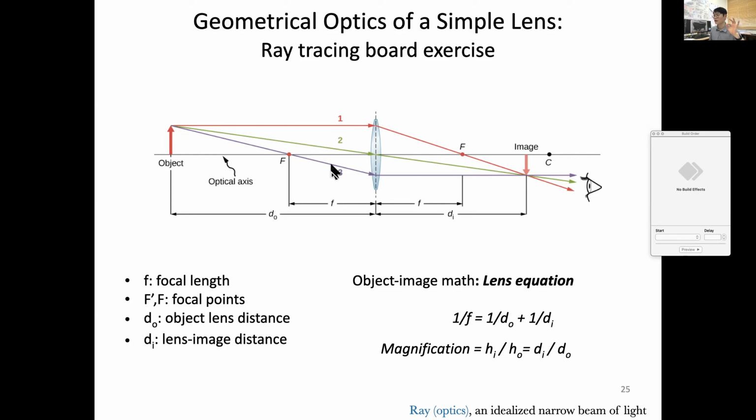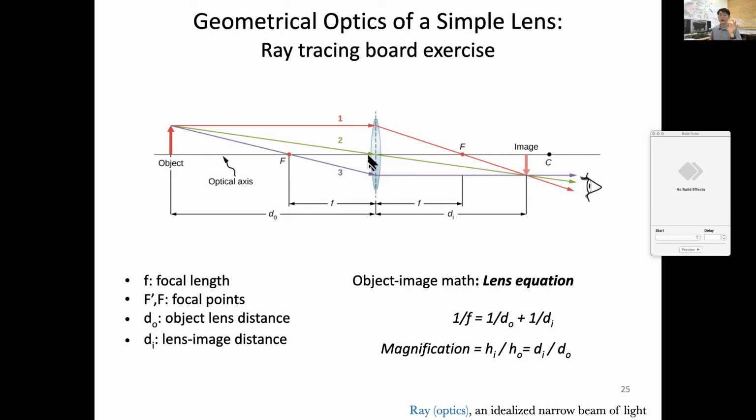And another, just auxiliary one, because this has a focal length here. What if the ray goes through this focus? Then because it's a focus of this lens, it will become parallel to the optical axis. So you will realize these three rays must converge to a point, and that's the point of this arrowhead.